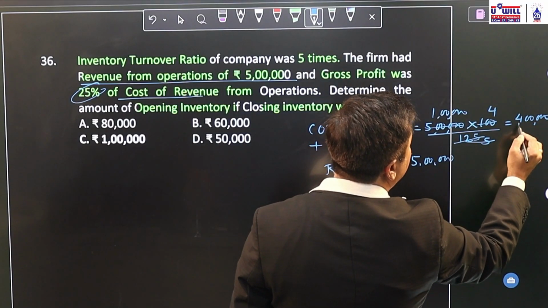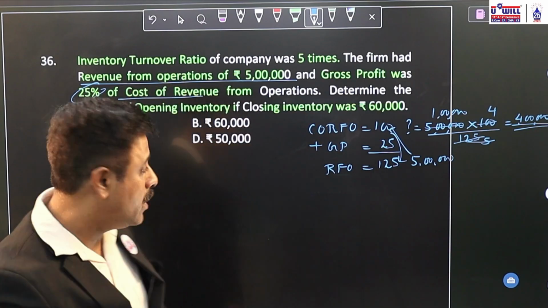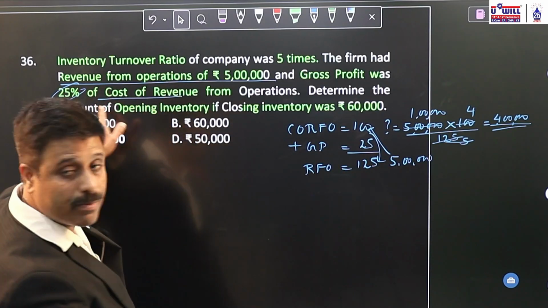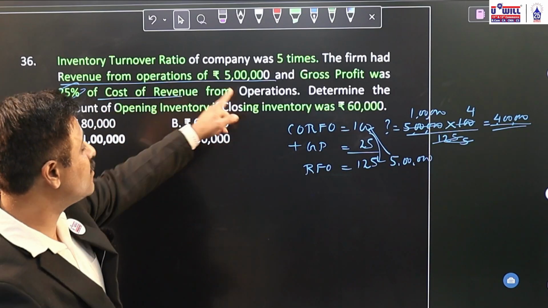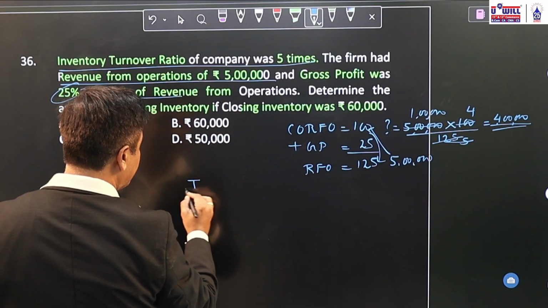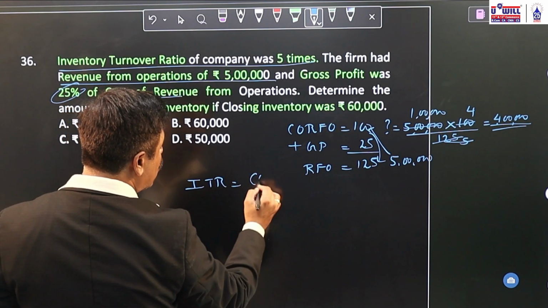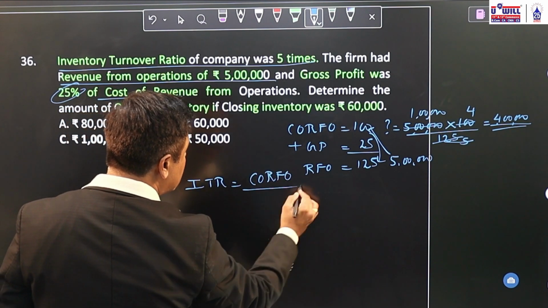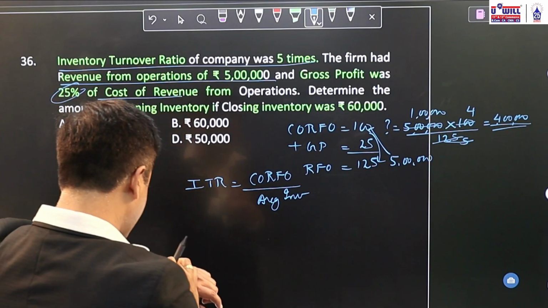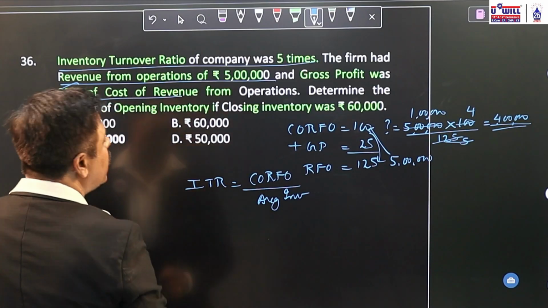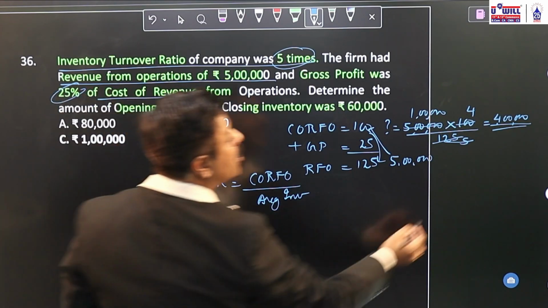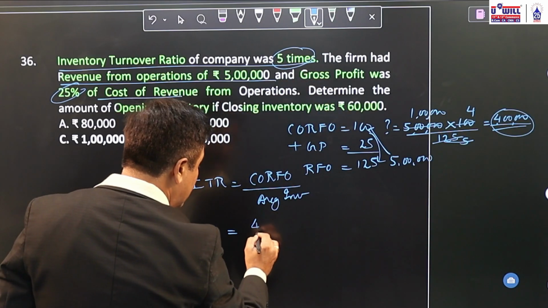What is cost of revenue from operations? 4 lakhs. Okay. Cost of revenue from operations is 4 lakhs. And you can cross check. 4 lakhs, 25% profit, 1 lakh. So revenue comes to 4 lakh plus 1 lakh, 5 lakhs. Now let us use this inventory turnover ratio formula. Inventory turnover ratio equals cost of revenue from operations divided by average inventory. So 5 times is equal to cost of revenue from operations, we got 4 lakhs, divided by average inventory.